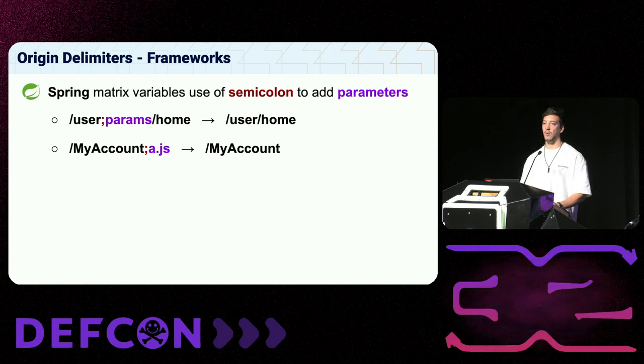And then the normalization also includes dot segments resolution, which is just resolving path traversals. Whenever we find a dot segment, we just remove the previous segment. And some parsers, like the IIS one, will also convert backslashes to slashes. So now that we know this, we can actually create a new payload that is going to use normalization.